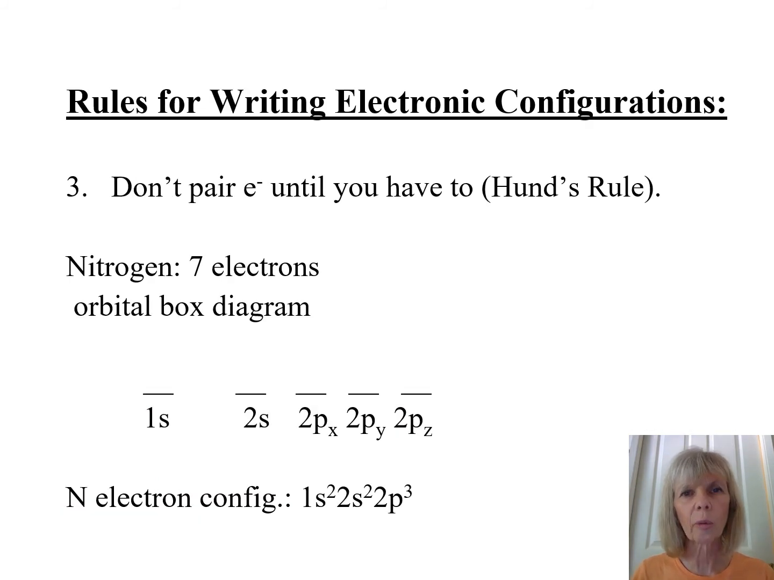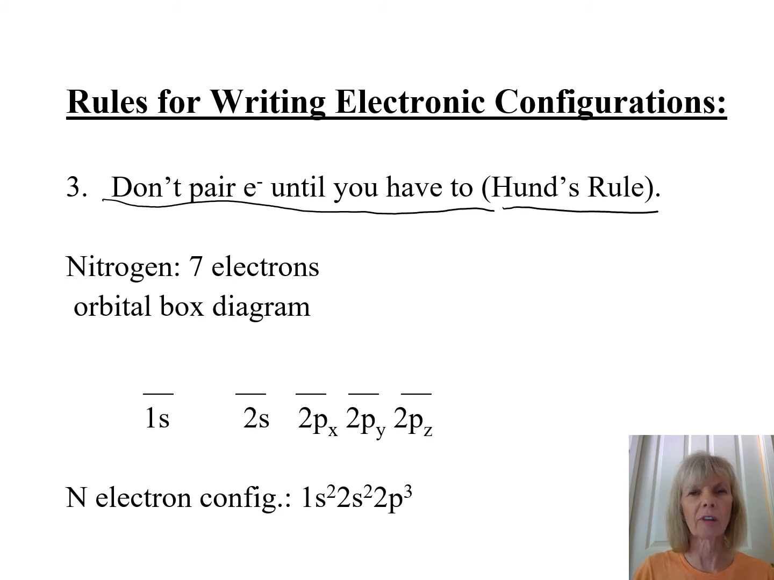The next rule for writing electron configurations, number 3, says don't pair electrons until you have to. This is called Hund's rule. And if we look at, for example, nitrogen, if we look at our periodic table, it has 7 protons, therefore it has 7 electrons.